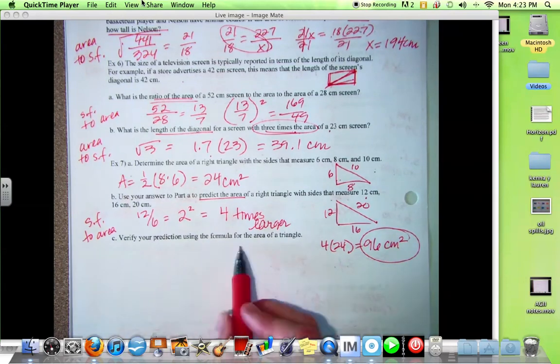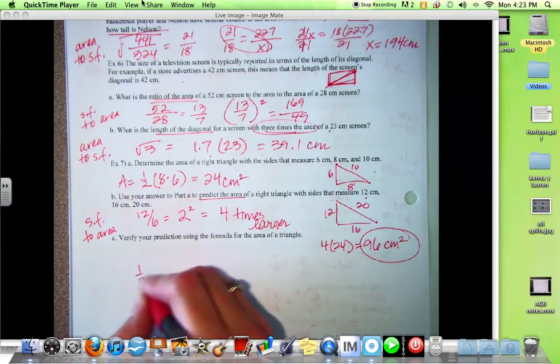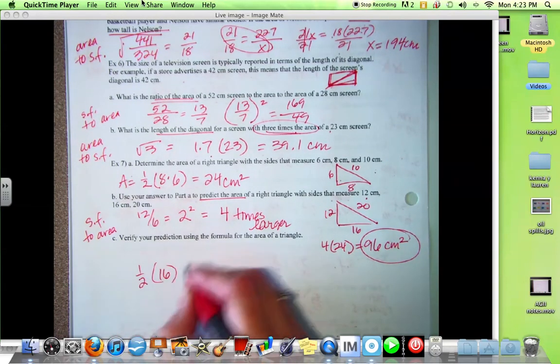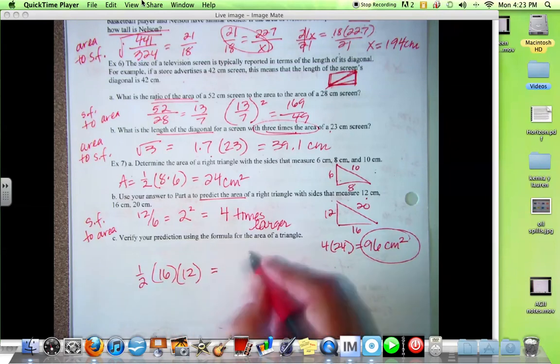Verify using the formula for the area of a triangle. 1/2 times 16 times 12. 96 centimeters squared.